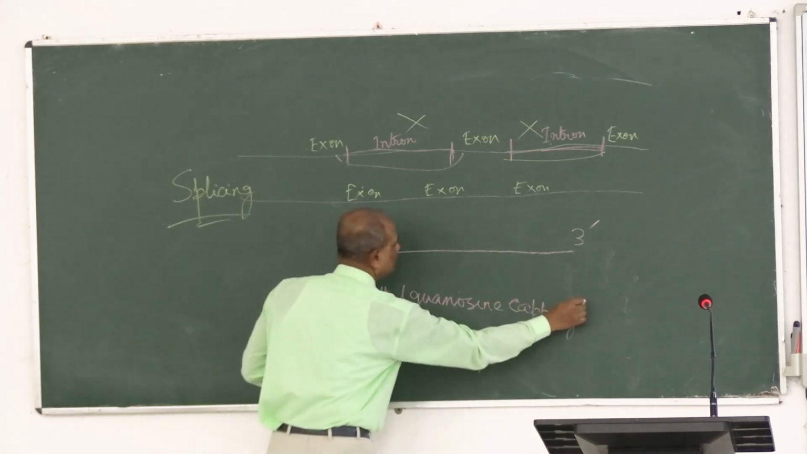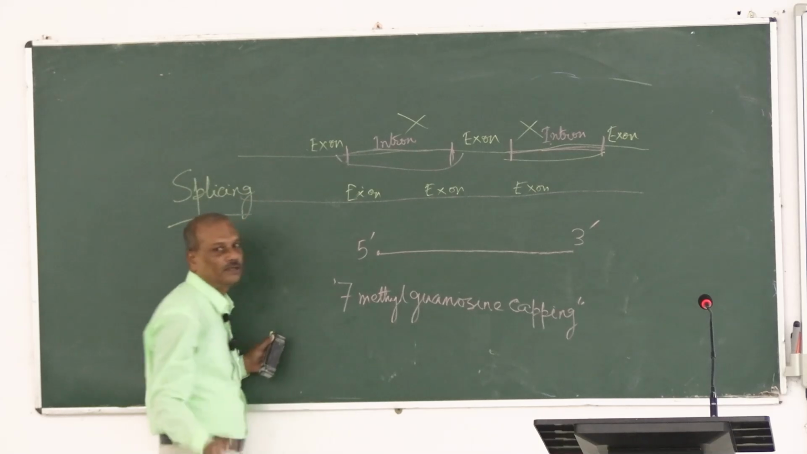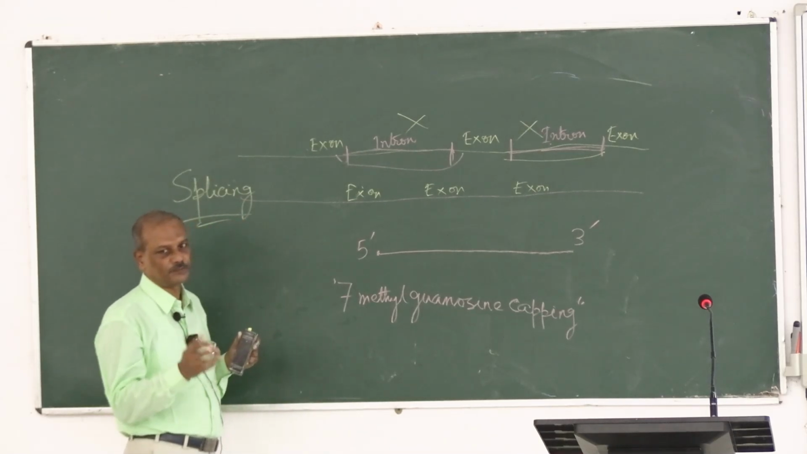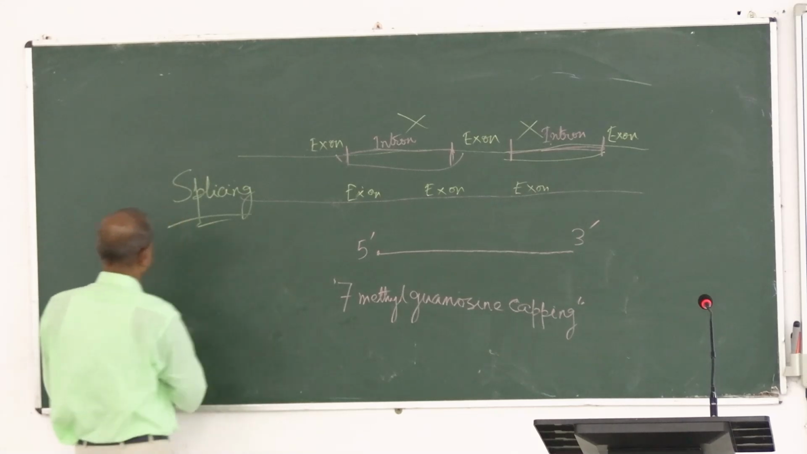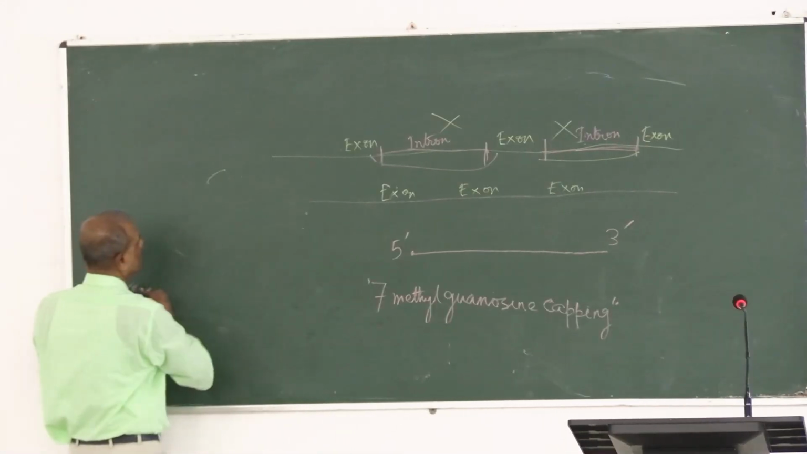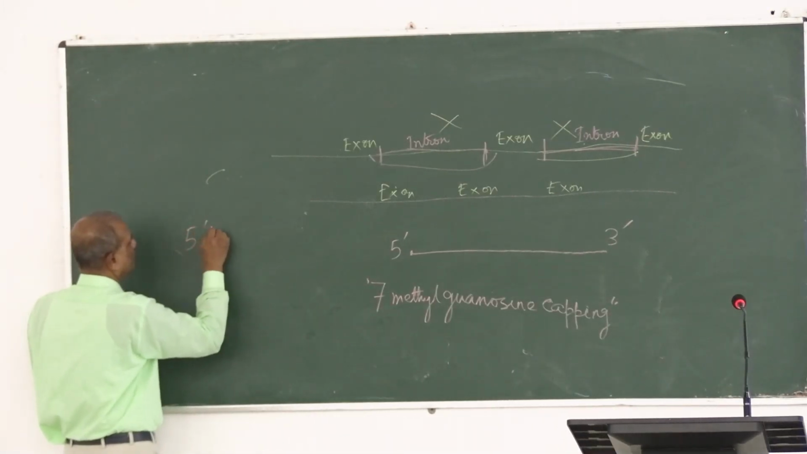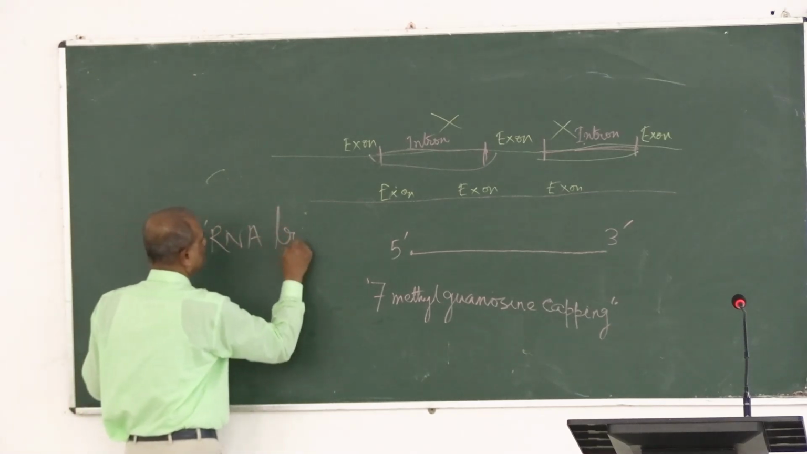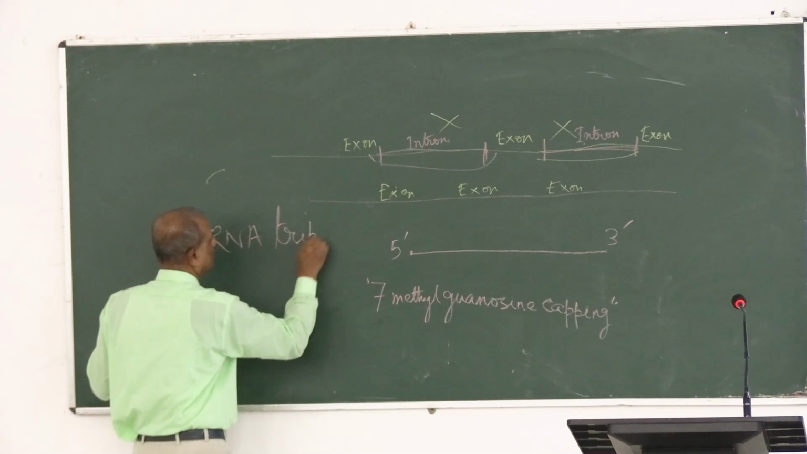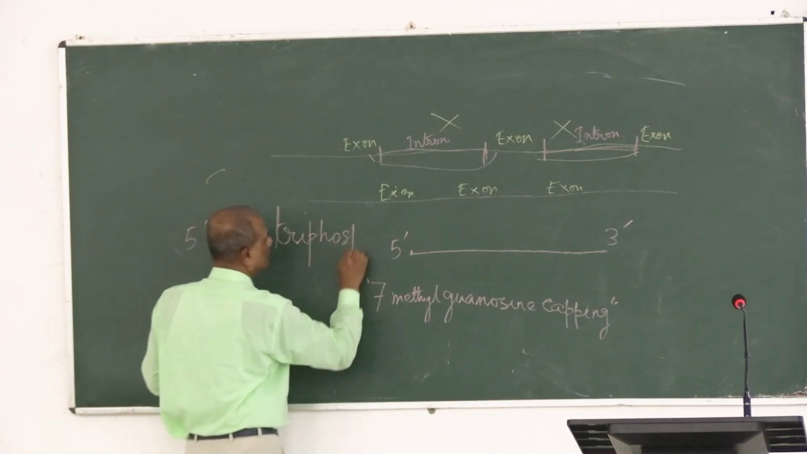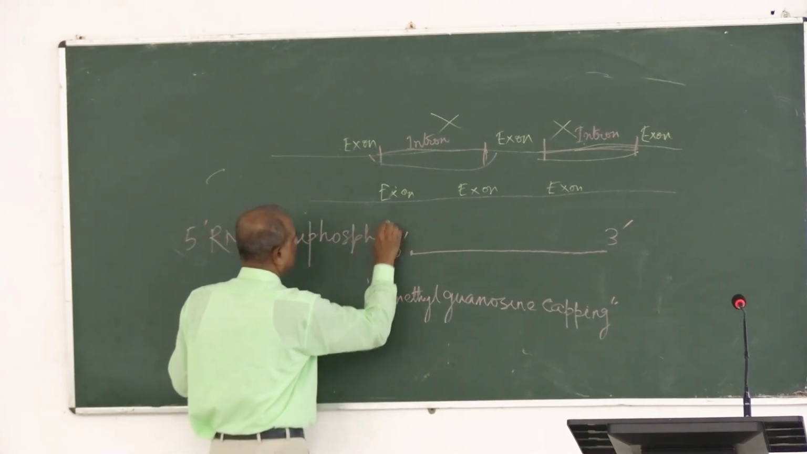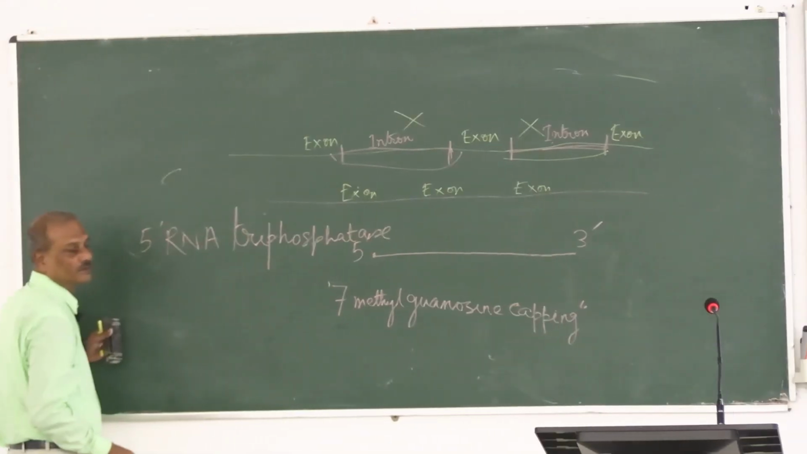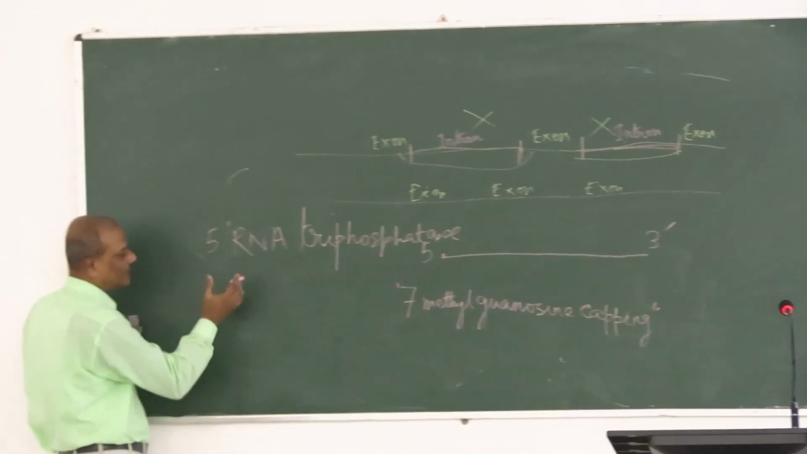So what it does basically? At the 5' end you have a nucleotide with an RNA triphosphate. So the 5' RNA triphosphatase enzyme first cleaves and removes the diphosphate.